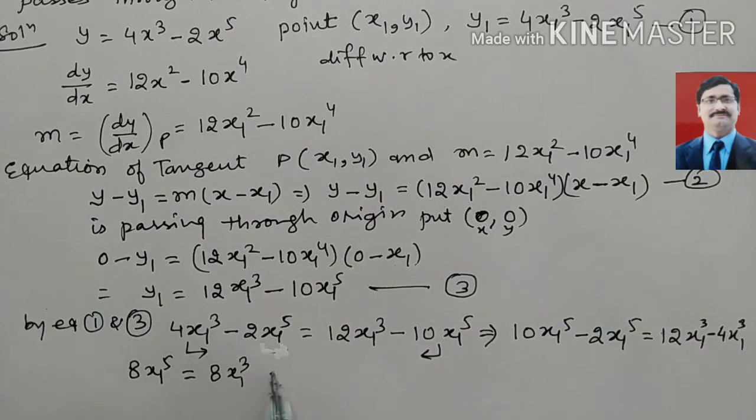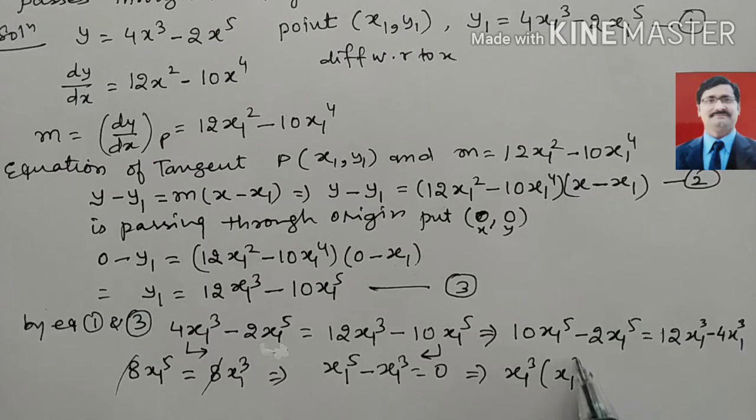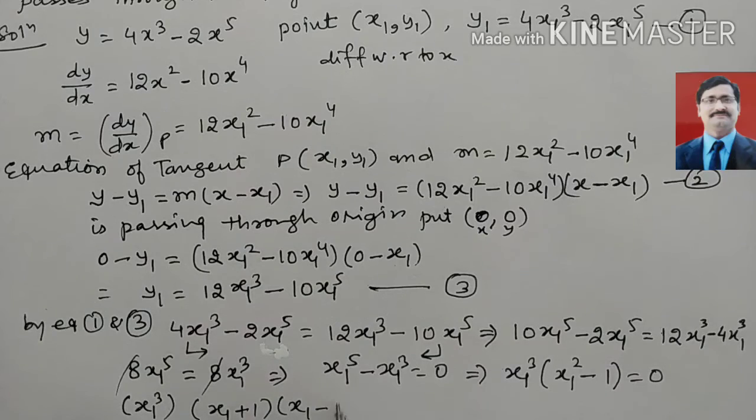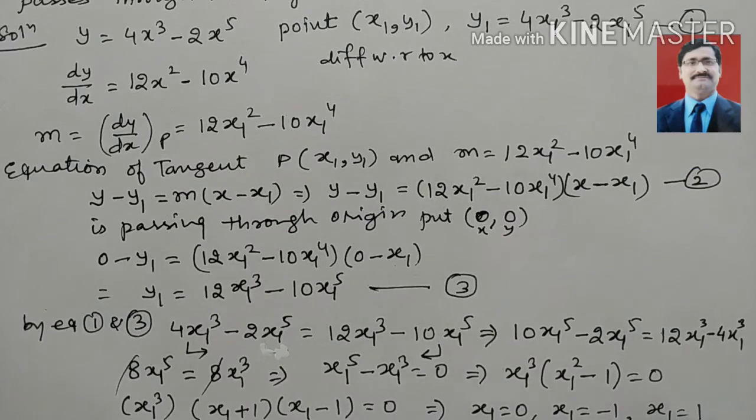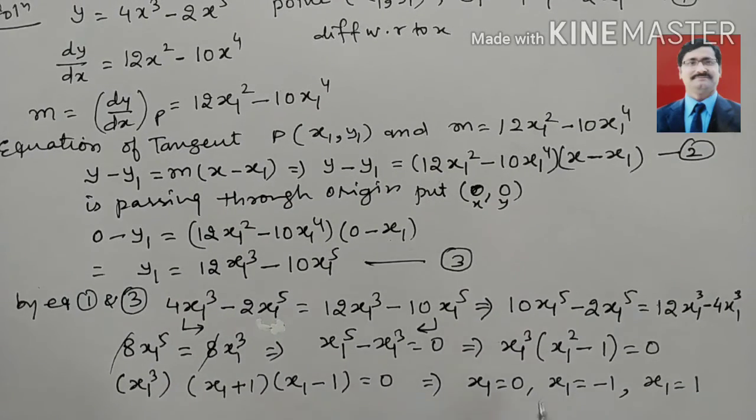x1 power 3. Now this 8 and 8 we can cancel. Now we transfer, so x1 power 5 minus x1 power 3 equal to 0. So this implies x1 power 3 is common, we can write x1 power 2 minus 1 equal to 0. So we can write x1 power 3 and x1 plus 1 and x1 minus 1 equal to 0. So for these, we get x1 equal to 0, or x1 equal to minus 1, or x1 equal to 1. So we get 3 points, x1 equal to 0, x1 equal to minus 1 and x1 equal to 1.